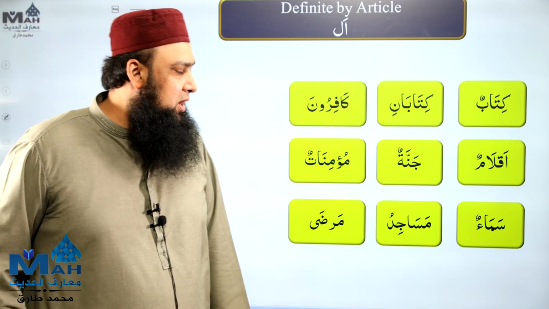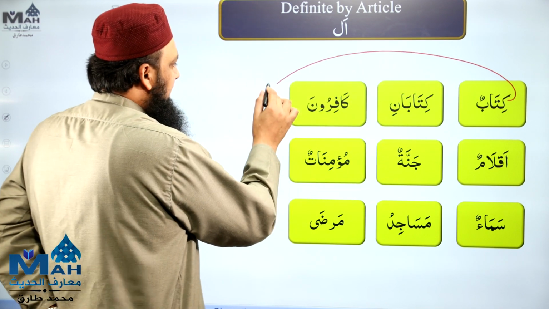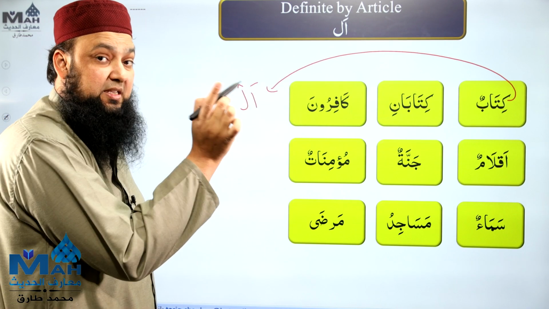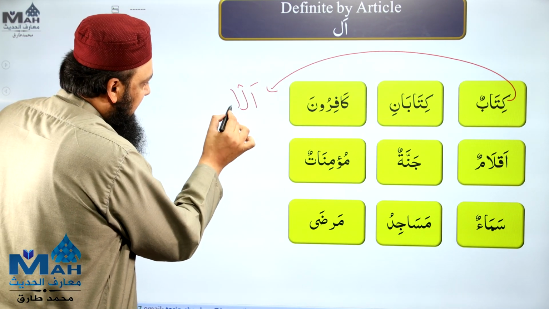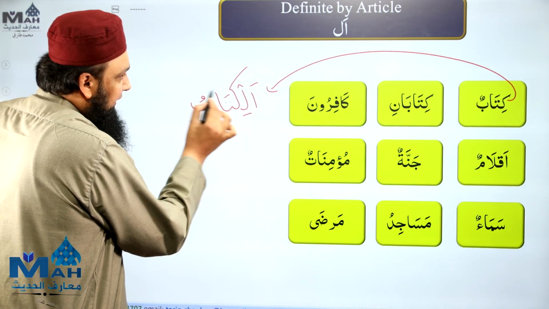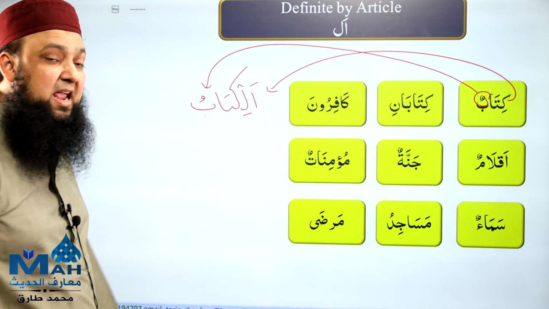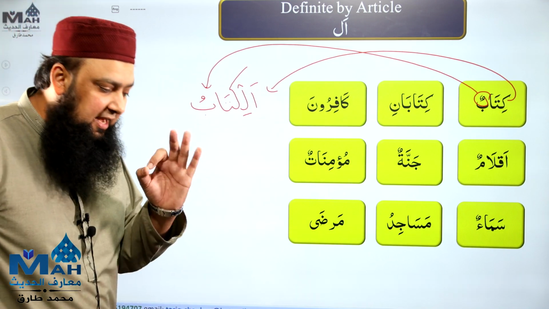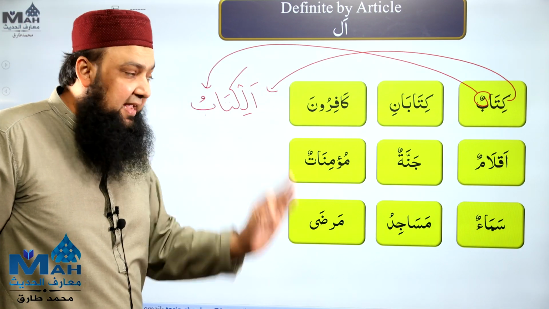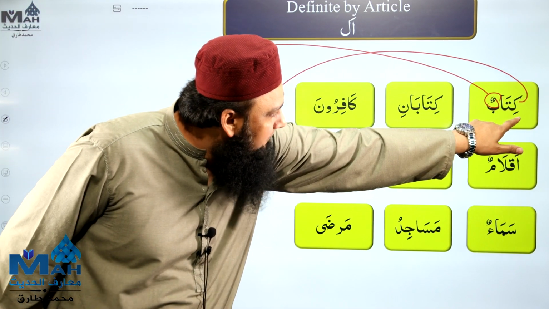So kitabun. Now I want to use al in kitabun. Please observe what I'll do. We use al in the beginning, alif with a single vowel, fatha, al-kitab. The major change you need to observe is that tanween is dropped and converted into a single vowel. This is the major change in any noun which has tanween. When al is added, the tanween gets dropped.